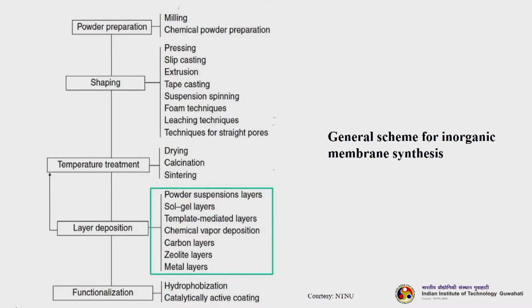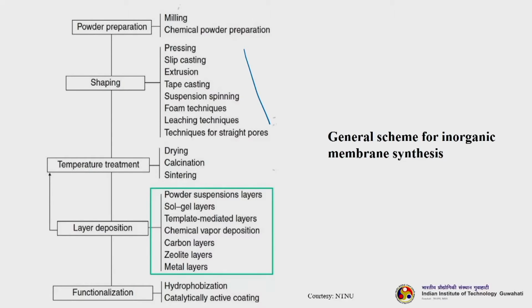So, this is the general scheme for inorganic membrane synthesis. The first step is powder preparation, then there can be shaping. Under shaping you have different techniques, you can see there are so many listed here: pressing, slip casting, extrusion, leaching, and all these techniques can be used to do the shaping. Then we go for the temperature treatment. Under that it can be dried, then calcined at high temperature, then sintered at even higher temperature. Once this is done, we get the porous base layer.